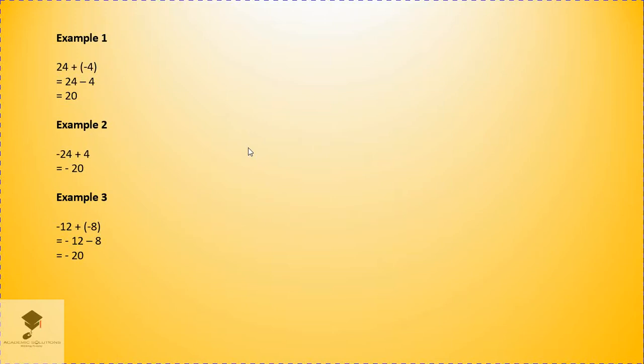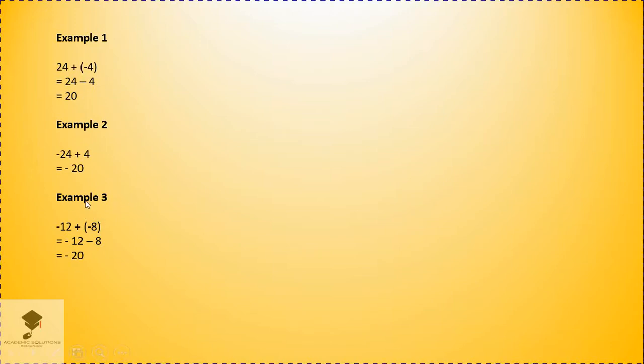Now remember what we said about our answer taking the sign of the bigger number. In this case 24 is positive, and 24 is the biggest number, therefore our answer is going to be positive. In example 2, we have minus 24 plus 4. In this case minus 24 is the bigger number and 4 is the smaller number. If you look at 24, it has the negative sign in front of it, which means our answer is going to be negative. So minus 24 plus 4 gives us minus 20.